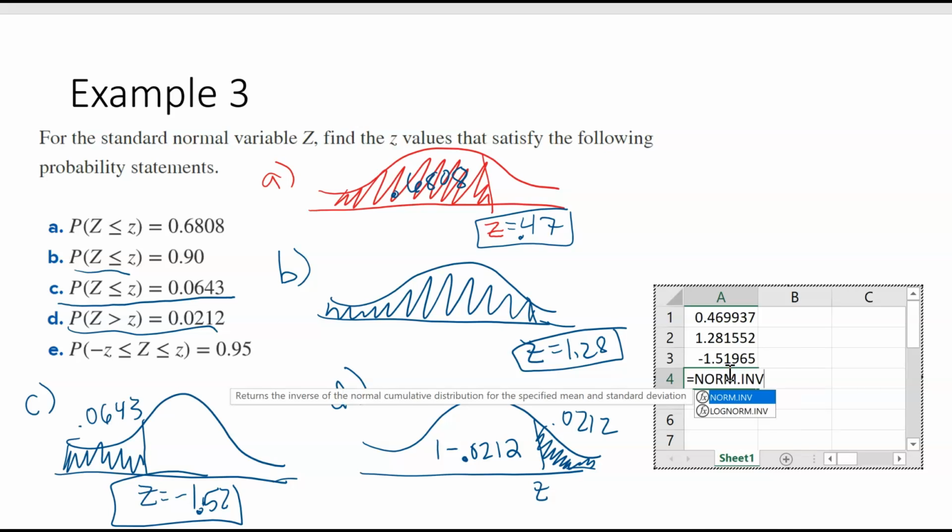So norm.inv 1 minus 0.021201. And so our z is 2.03.